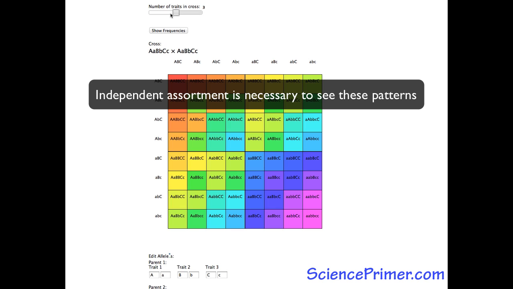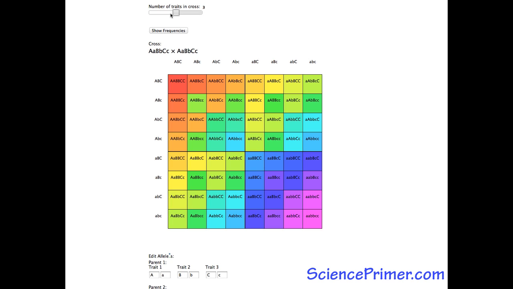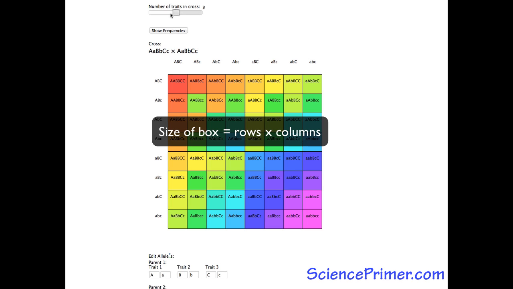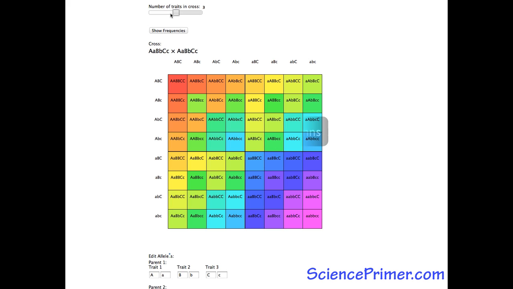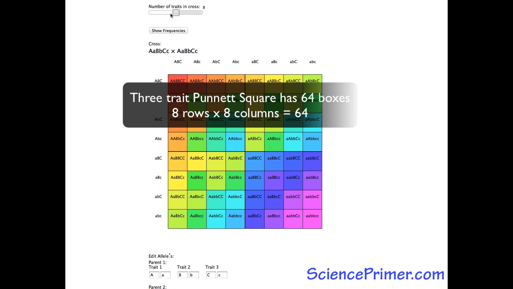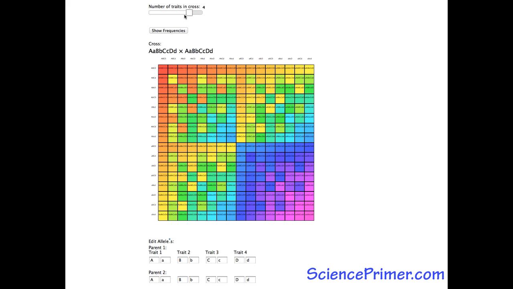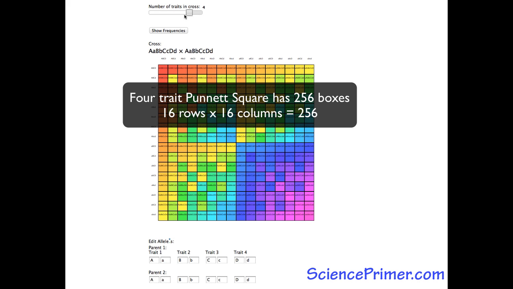If the genes for 2 traits are on the same chromosome, alleles for each trait will always appear in the same combinations. With 1 row or column for each allele combination, the total number of boxes in a Punnett square equals the number of rows times the number of columns. Multi-trait Punnett squares are large. A 3-trait square has 64 boxes. A 4-trait square has 256 boxes.